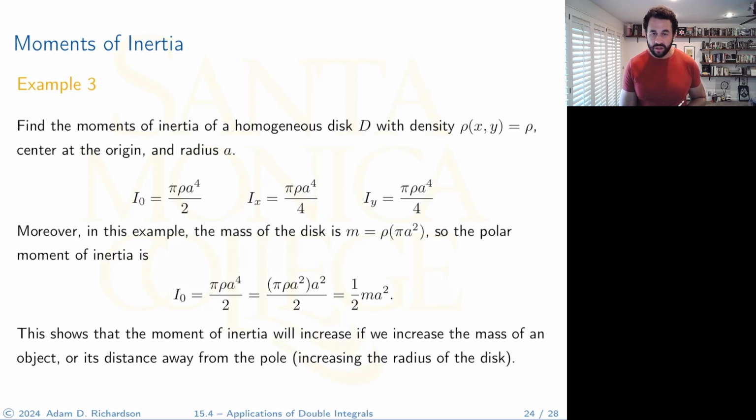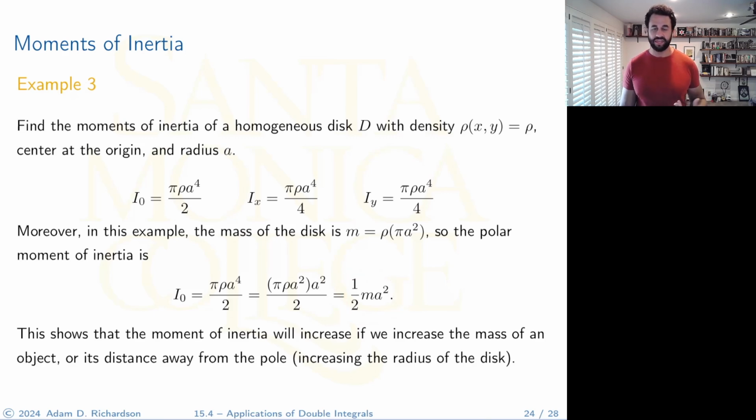Moments. That's right, I have an extra note on this one. In this example, the mass of the disk is equal to this. It's just the density times pi a squared, right? So the polar moment of inertia actually simplifies to this right here.